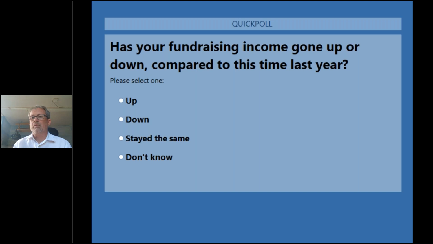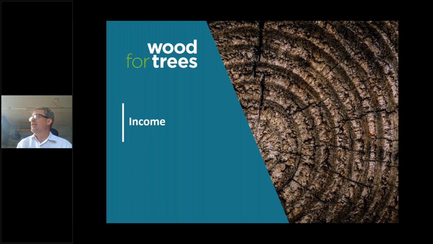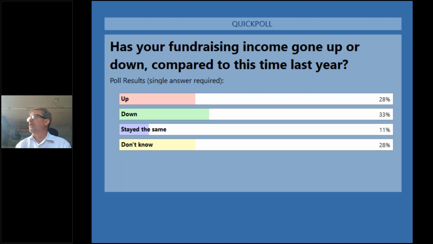Okay, looks like we got most of the results in there. Interesting. It seems pretty much a split. I don't know if we can show them up on the screen, but around a third of you are saying income has gone up, a third are saying gone down, a few saying stayed the same, and roughly a third saying they don't know. So for those people, I'd encourage you to get hold of Insight Hub.